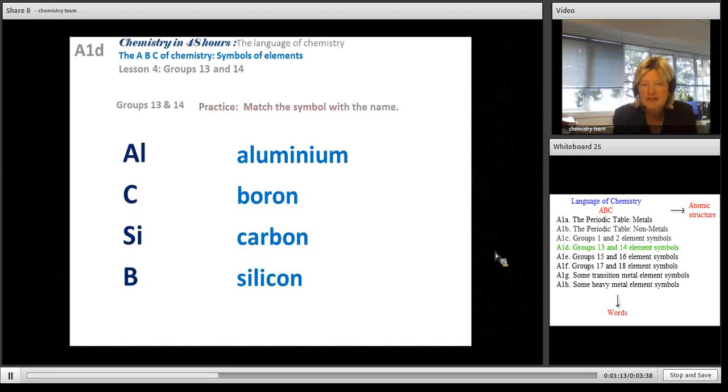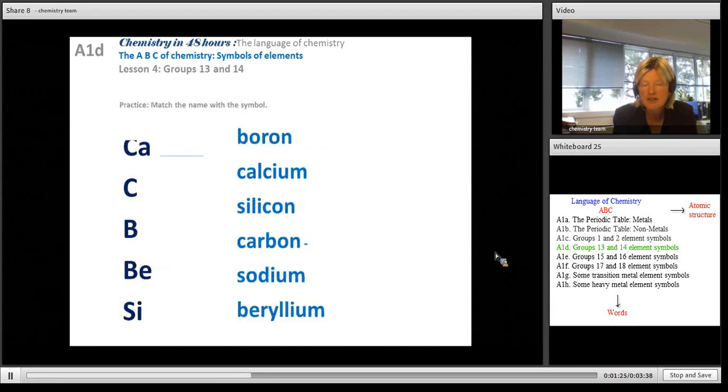So quick time for practice. Can you match the symbol with the name? Here are the answers. And I'm sure you've got them all right. Some more practice matching the name with the symbol. Pause the video and have a go. Here are the answers. I hope you didn't get confused between B for boron and Be for beryllium.